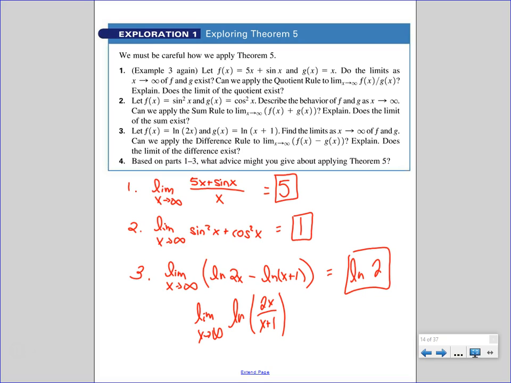Now, ln 2 is going to be a decimal. Those of you who are on your calculator, how can you check that we're measuring up? Can you go to your table? How do you approach infinity in your table? Just keep putting in bigger numbers.